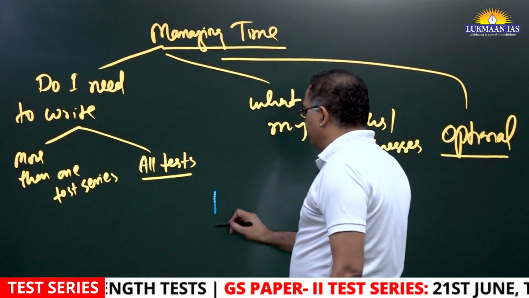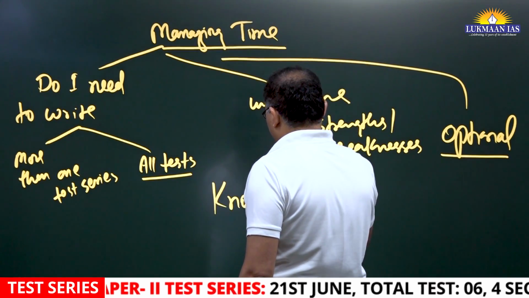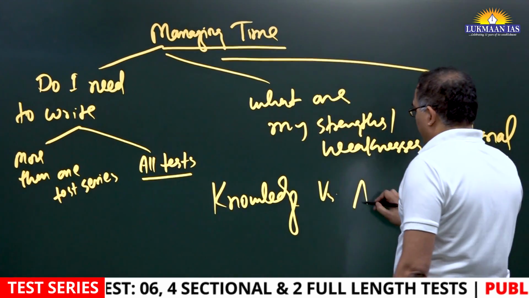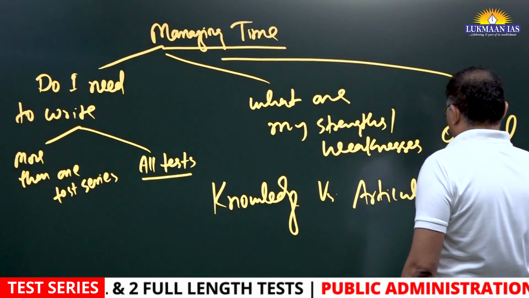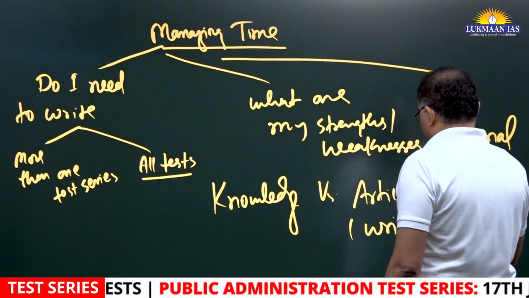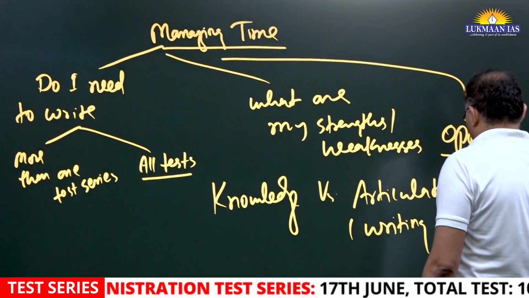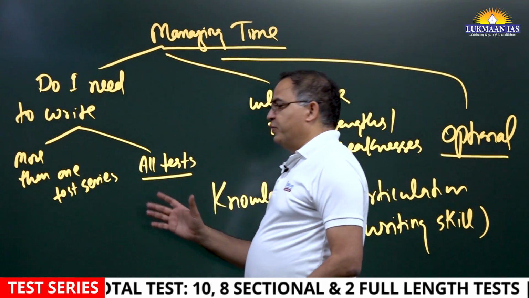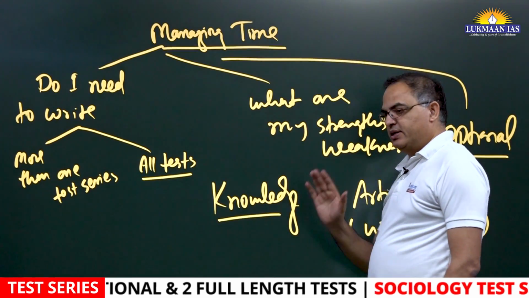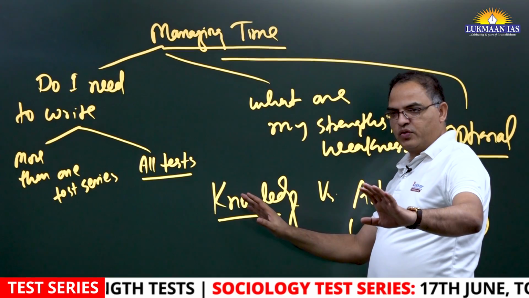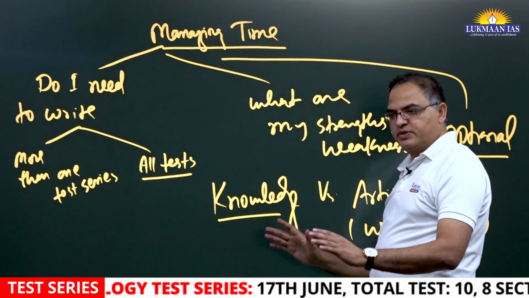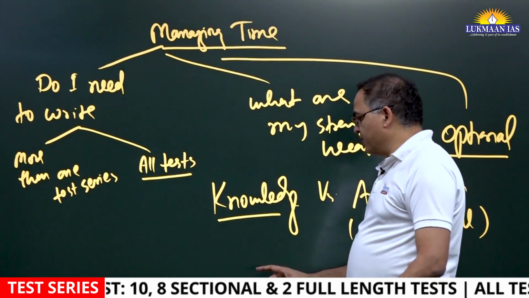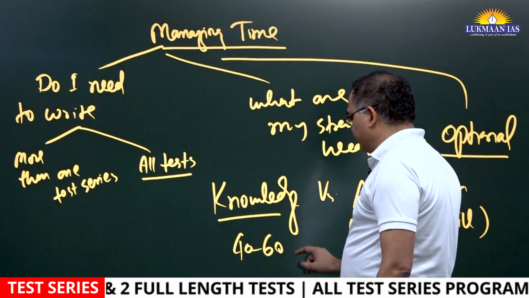One is knowledge versus articulation, that is, we say, writing skill. So the question is, before you plan, whether you have knowledge in all the four subjects. Whether your notes are prepared in all the four subjects, whether your key terms are prepared in all the four subjects, not all, but at least, let's say, you will consider 40 to 60% of the syllabus.